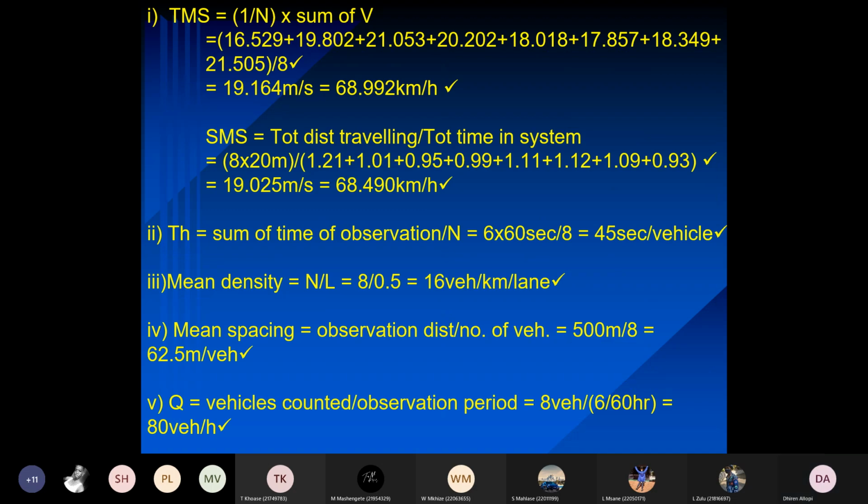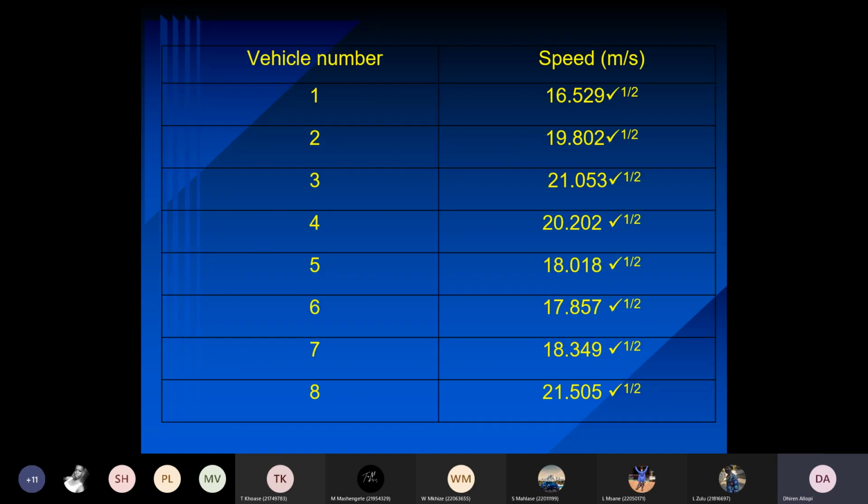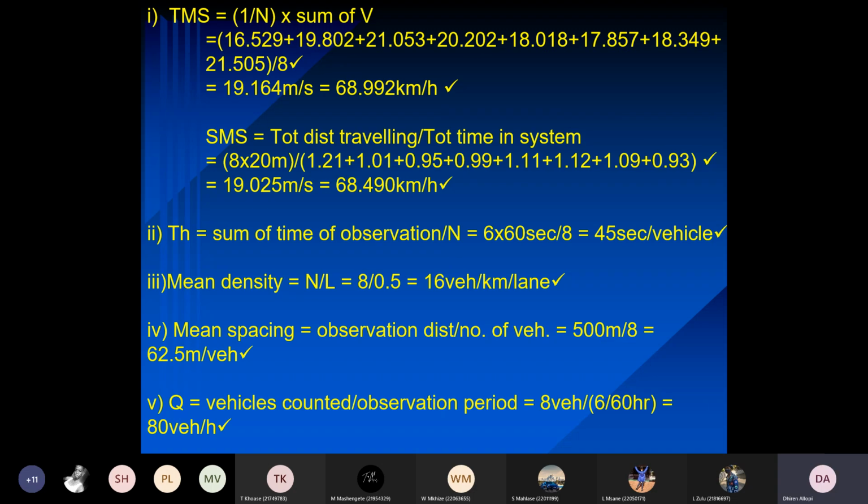You want to now go back to the question, calculation of time mean speed. Look at the formula. We went through the formula a short while ago. Time mean speed is the sum of your speed divided by the number of vehicles. And you have computed the speed already. So if you simply add your speed, that's what you are doing. You are adding your speed, the summation of your speed, divided by the number of vehicles. You observed 8 vehicles, and that gives you a time mean speed of 19.164 meters per second.